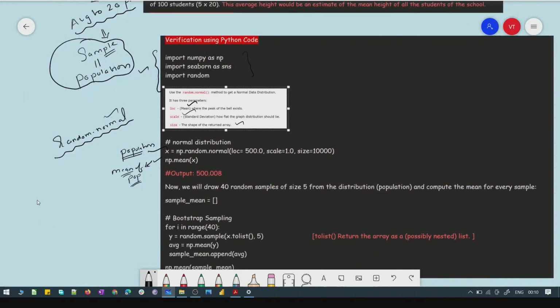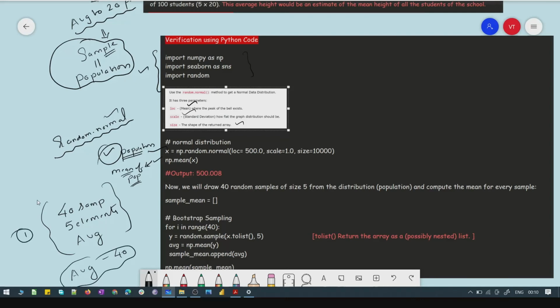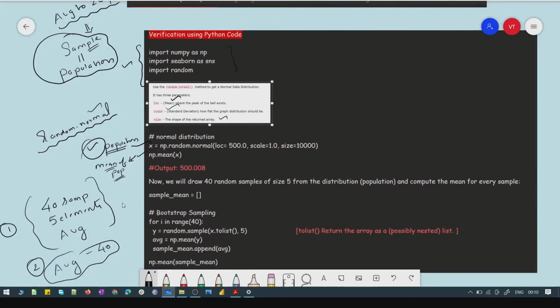Now let's look into the sample. Basically we need to have 40 samples, each having 5 elements in them, and then we have to find the average of each of them. After that we have to find the average of those 40. So there are two different activities which get done over here, correct? Let's look at how the code is written.